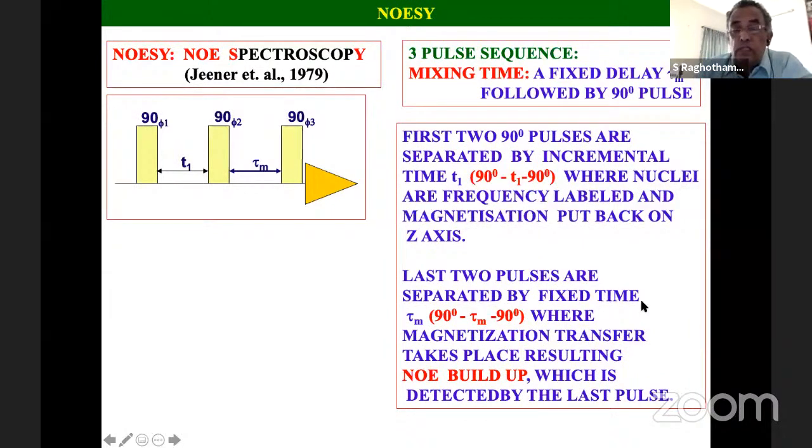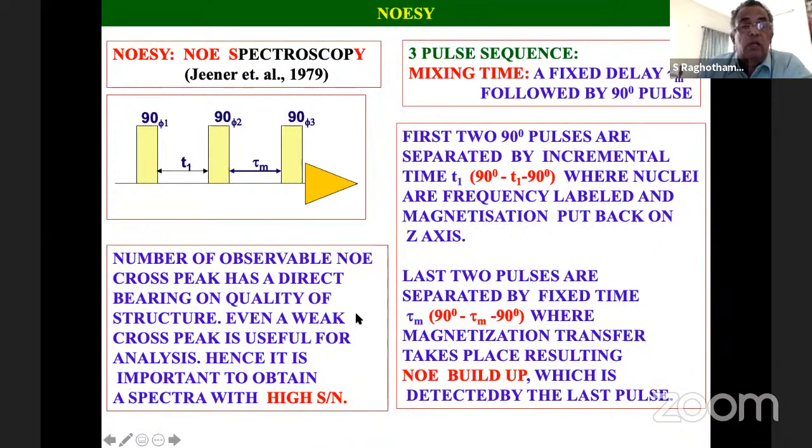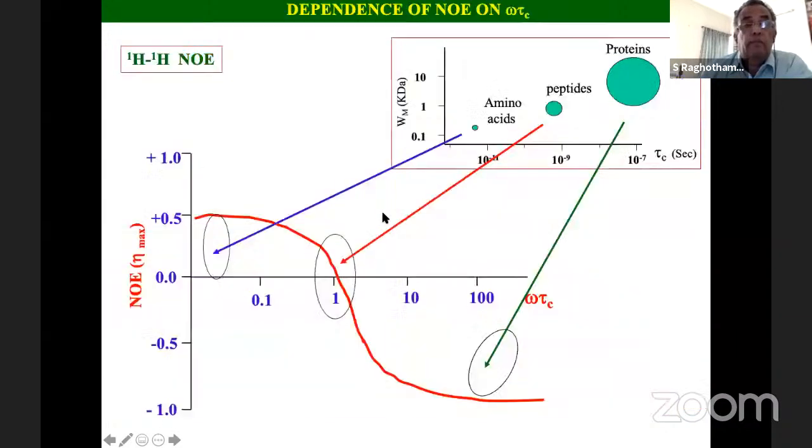So the last two pulses are separated by the fixed time, where the magnetization transfer takes place, resulting in an NOE buildup, which is detected in the last pulse. Now, the only thing is there is a lot of intensity variation, which has a direct bearing on the distances and the quality of the spectrum. So it's better to give a very high resolution spectrum. You spend much more time in a NOESY data collection than in a COSY data collection, because you don't want to miss any peak here. Every peak here has some information. Even any minute peak would carry some information that would add quality to your spectrum.